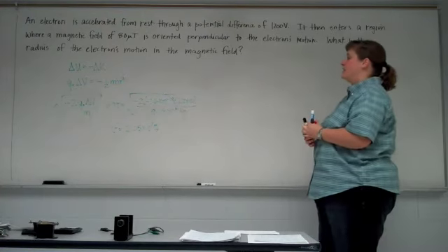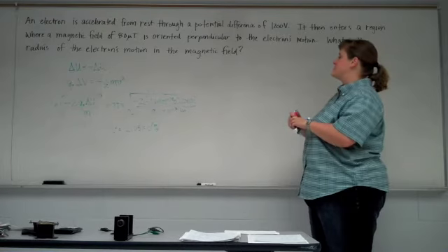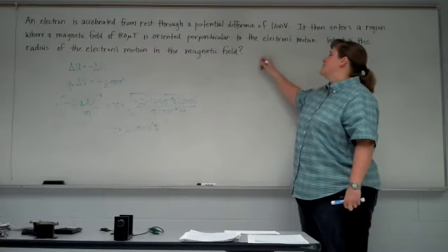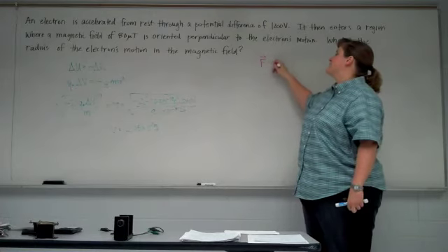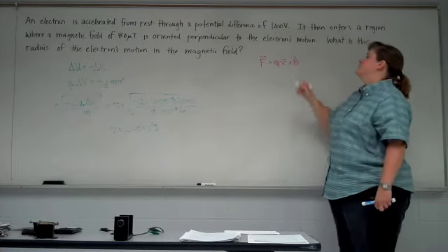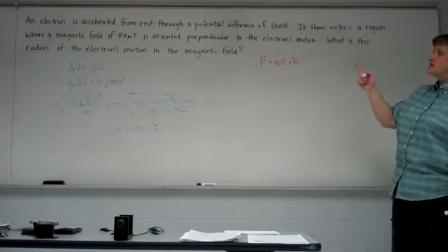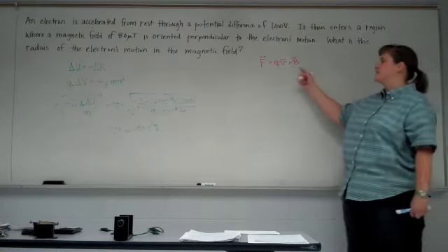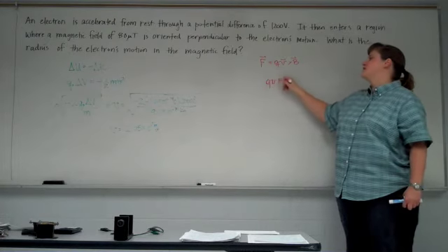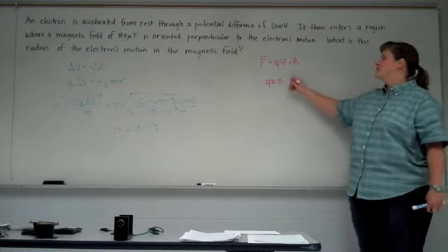Now, as the charge enters the magnetic field, it's going to feel a magnetic force. We know the magnetic force on a moving charge is qv cross B. We're told that it's moving perpendicular to the magnetic field, so we can simplify this. The magnitude of the force will simply be qvB.